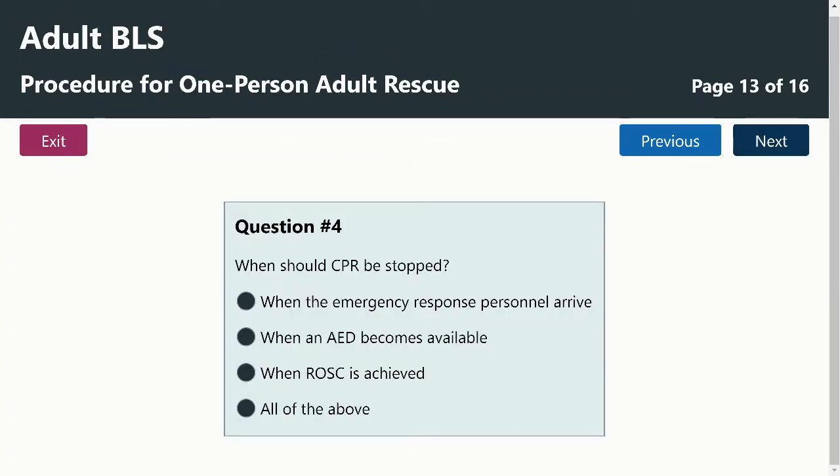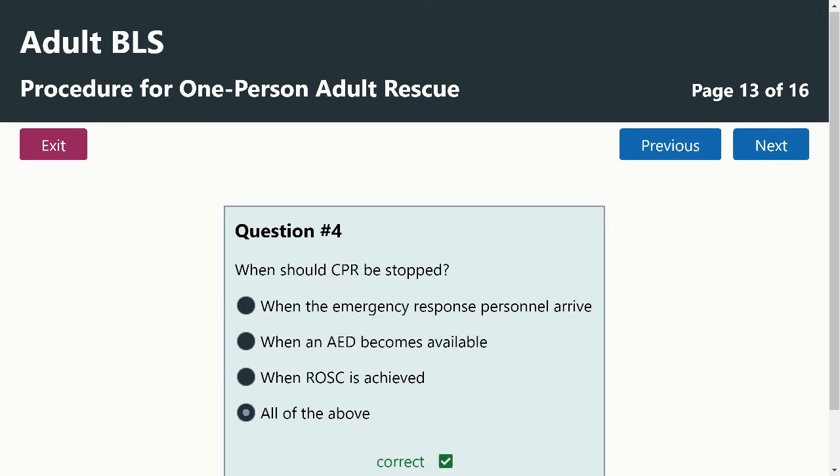When should CPR be stopped? Right. So when EMS come and take over, when an AED becomes available, or when you have return of spontaneous circulation. That's what ROSC stands for, return of spontaneous circulation. That means you don't have to continue when they get a pulse back.